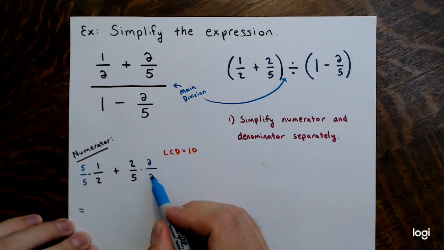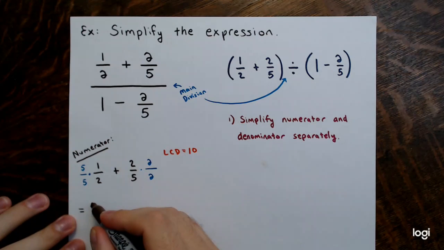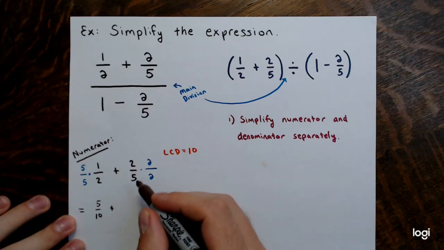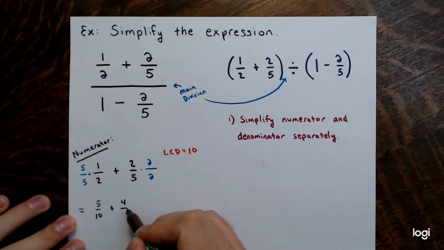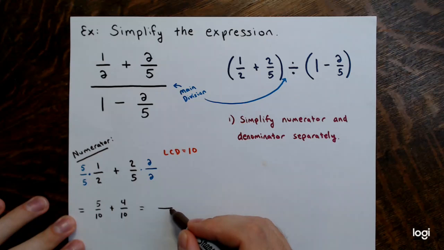So again, I'm multiplying by 1, and the fraction I get there will be equivalent to 2/5. After doing this, this will be 5/10 plus 4/10, right? 2 times 2, and 5 times 2 in the denominator. Once you get the denominators to be the same, that common denominator will be the denominator of the sum when you put them together.